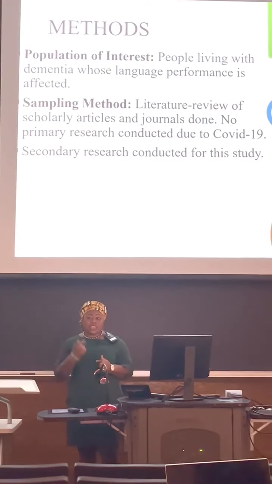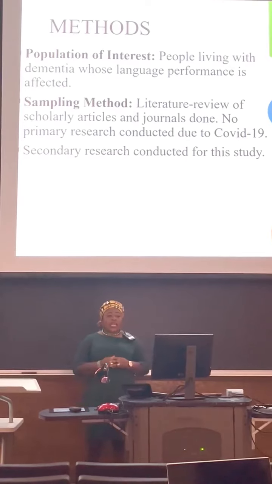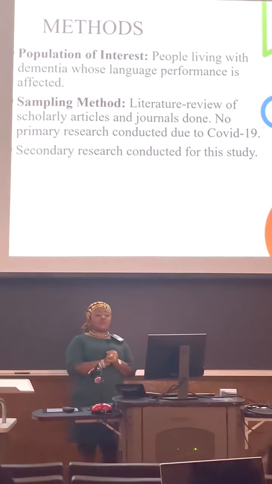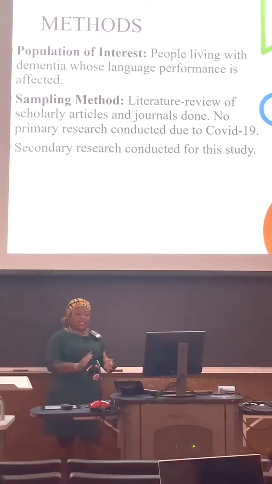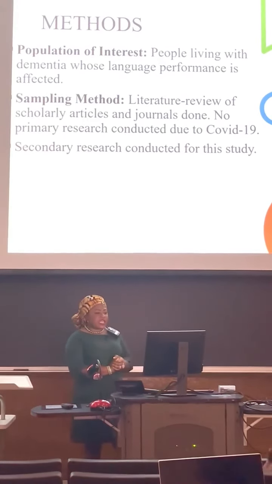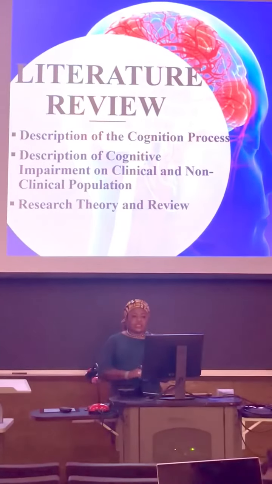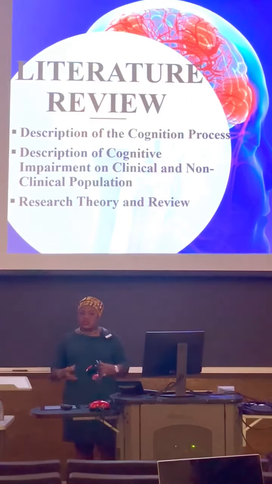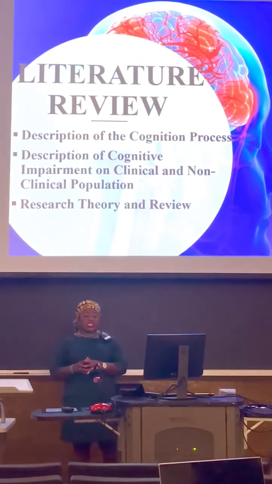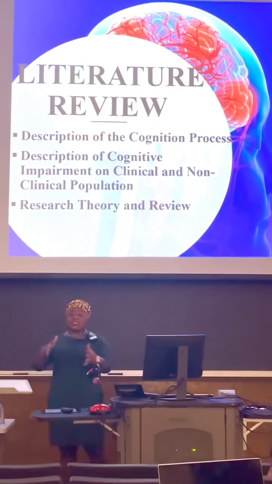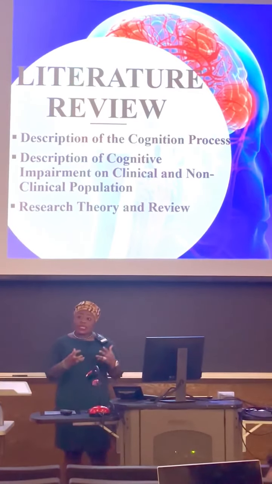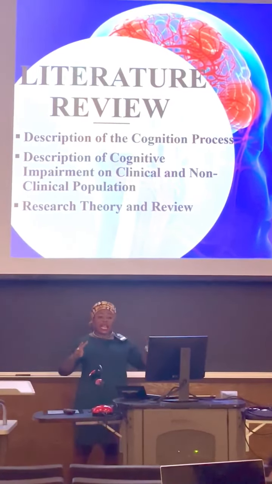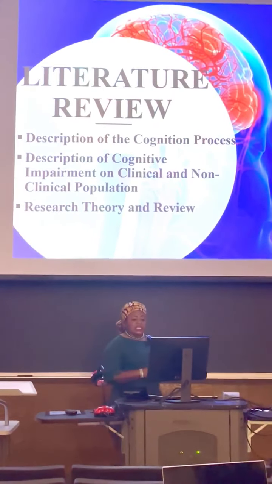And so the only available method I could use for this research today is secondary research. That is literature review. So the sampling method is a literature review of scholarly articles and journals. No primary research was conducted due to COVID-19. So I had secondary research for this. Literature review, description of the cognitive process. We're talking of a cognitive disease. So, description of the cognitive impairment in clinical and non-clinical patients. There are people who are actually admitted in the hospital, people who have been researched on, and people who have been taken care of at home. So these are clinical and non-clinical, and then I did a research review.